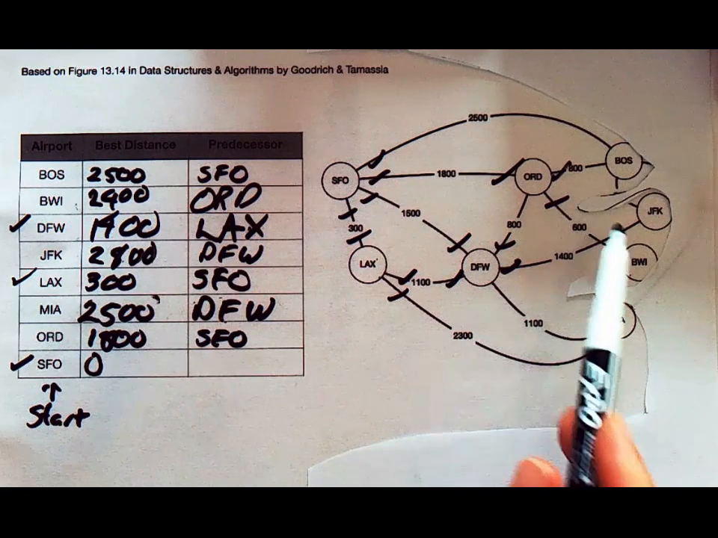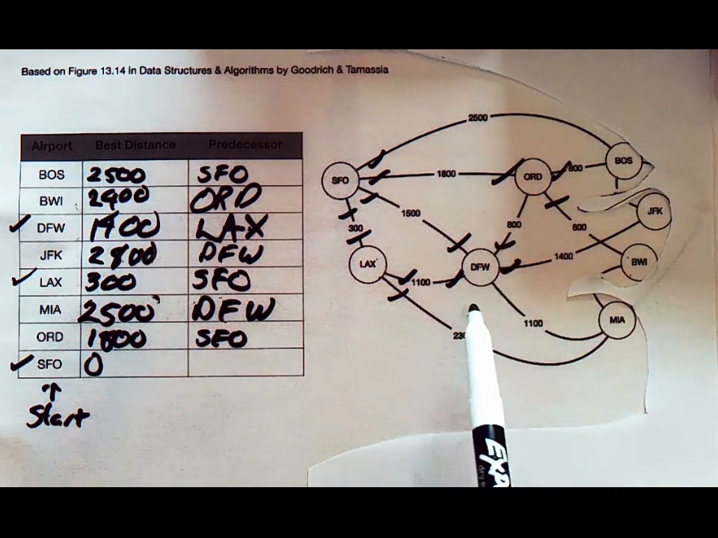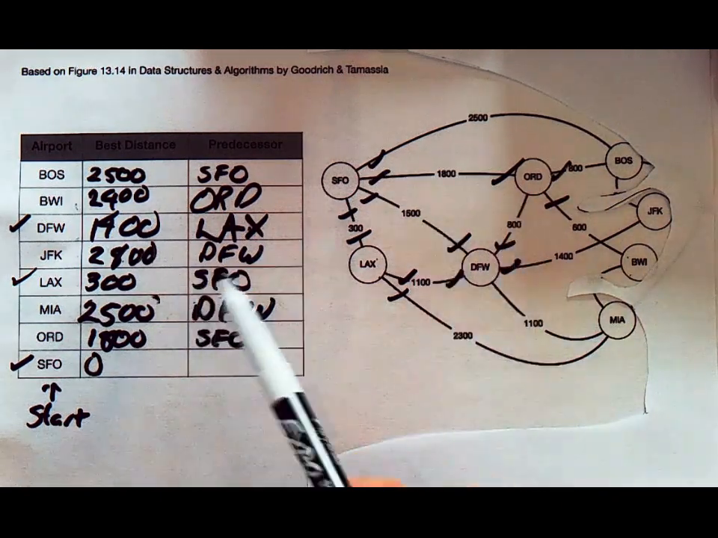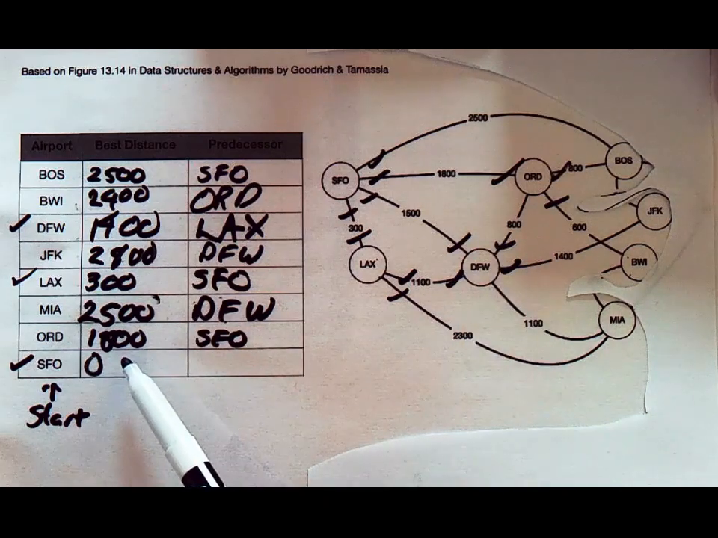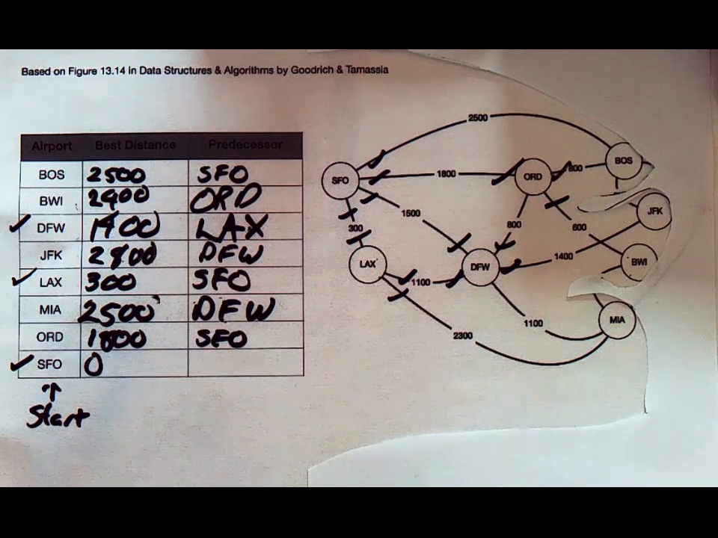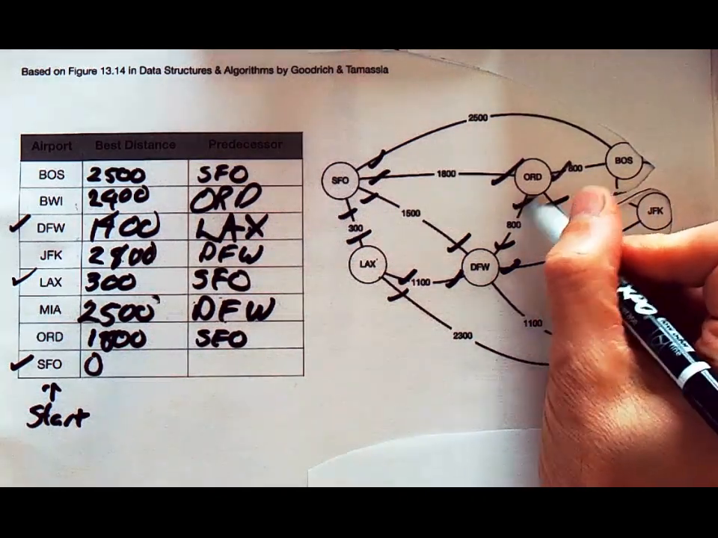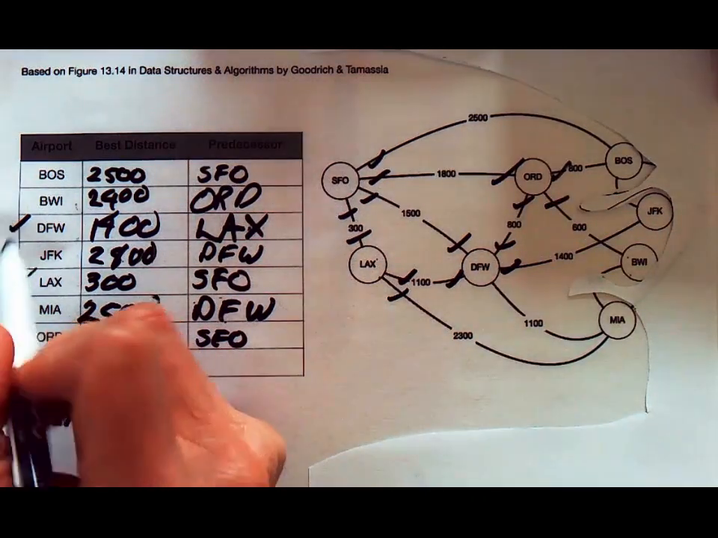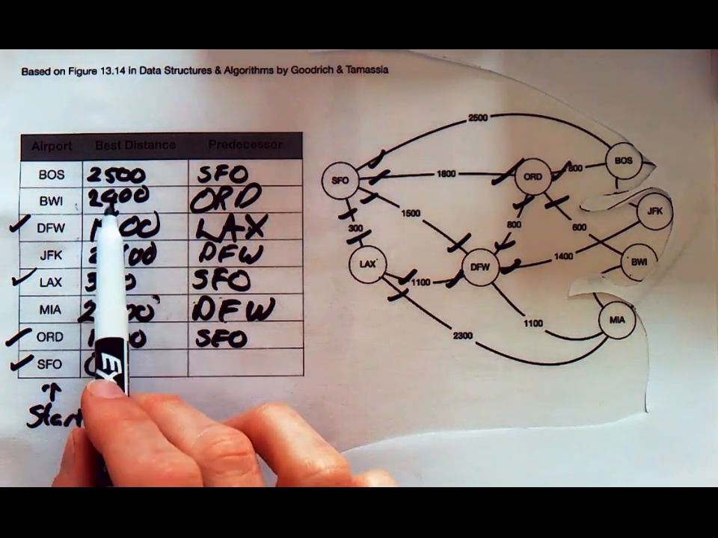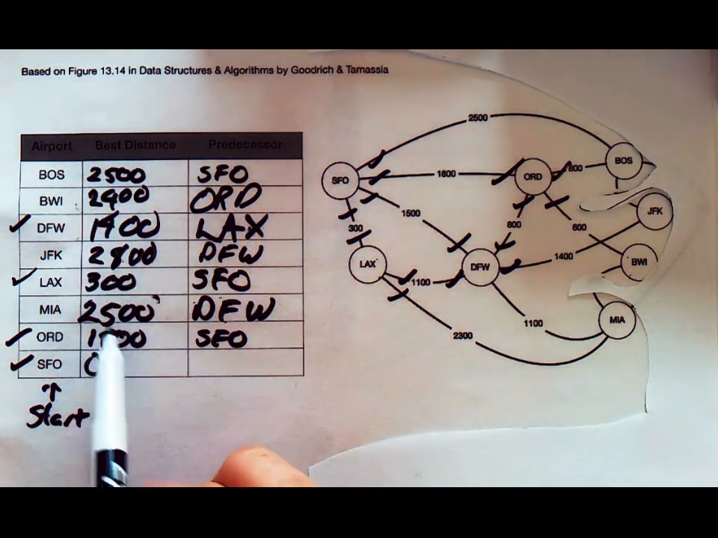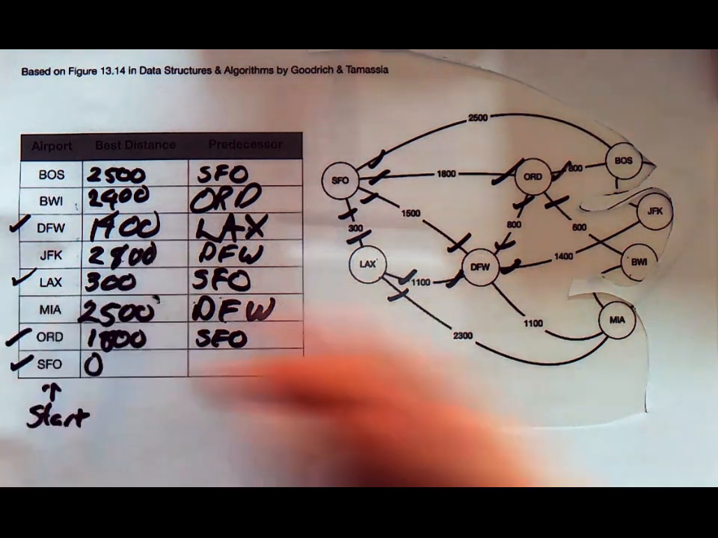Okay, let's see, and then we've got one more outgoing edge going back to Dallas. So that would add another 800 miles onto our 1,800 so far, 2,600. That's worse than our 1,400 we already had, so we're done processing that. And with that, we've completely processed O'Hare. Okay, so at this point, we've just got 3 more nodes to process. It looks like Boston is 2,500, Baltimore is 2,400, Miami is 2,500. So we'll go ahead and do Boston next.